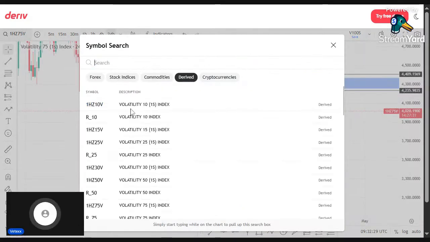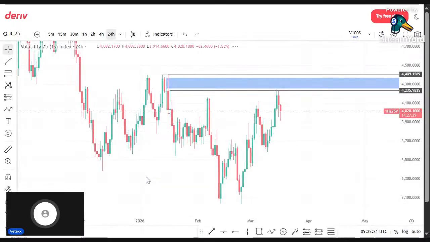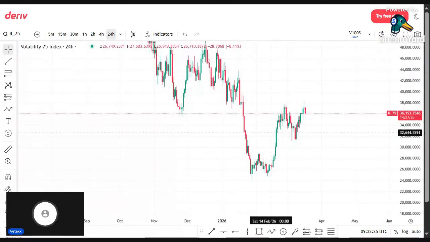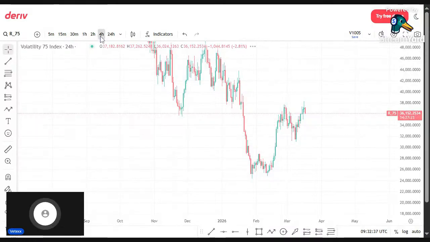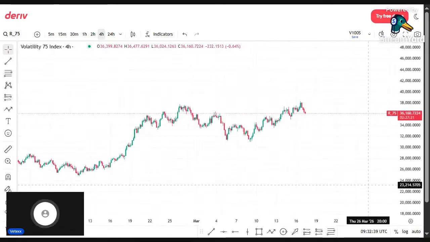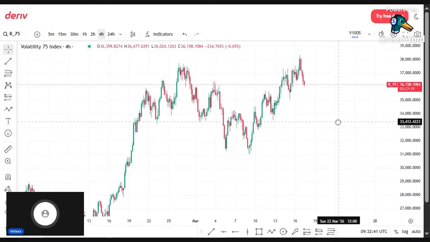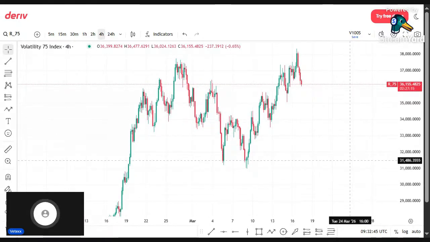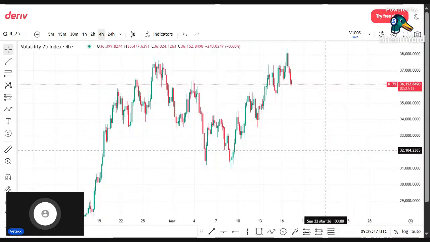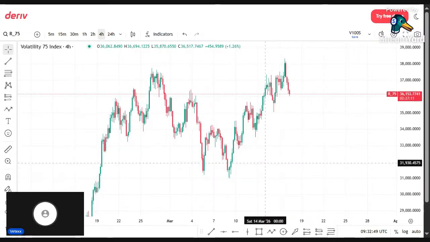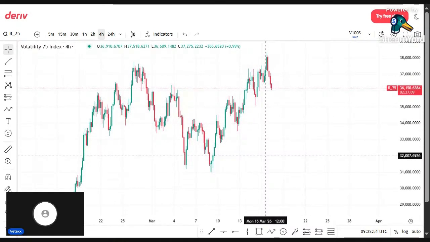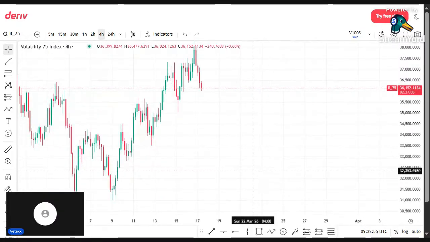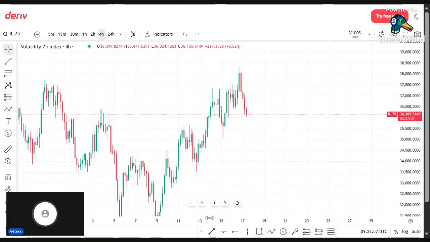So the next pair I'll be checking out is V75. Like I said earlier, V75 gave us a sell structure yesterday, but it didn't respect it. Now we are going to look out for another structure, whether it's going to start buying or selling. So for now, on the 4 hour time frame, what do we have? We have a buy structure on V75 1s index. So this is the buy structure we have.